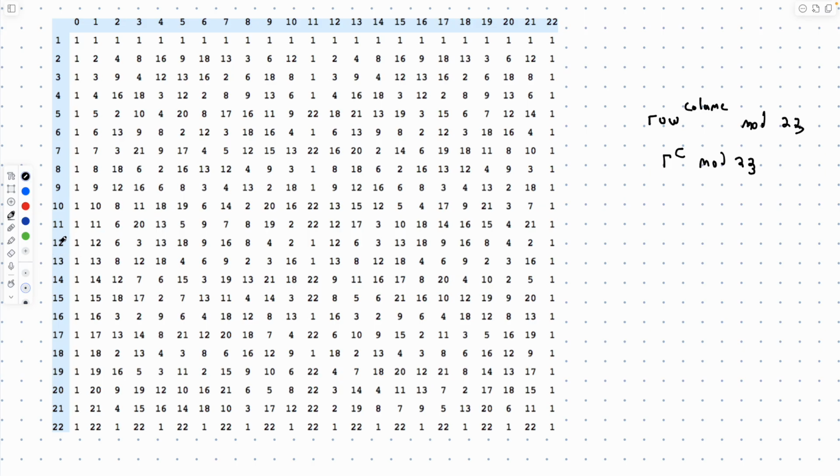So let's just check that. Let's say I do 12 to the power of 3. Then the answer is 3. So 12 to the power of 3 mod 23 equals 3. That's how I read this table.